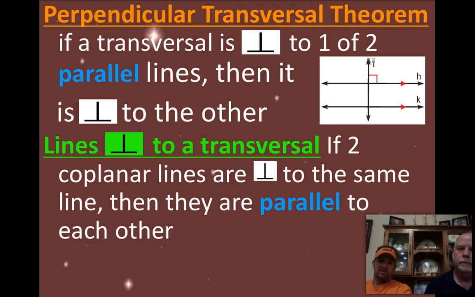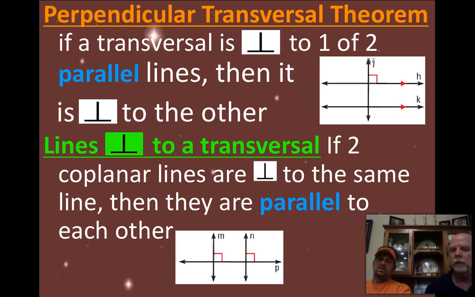It's kind of the converse, right? If 2 coplanar lines are perpendicular to the same line, then they're parallel to each other. It's a little different. This is called lines perpendicular to a transversal. So if we have 2 coplanar lines that are perpendicular to the same line, it's kind of the converse way. Instead of being given 2 parallel lines, we're given 2 lines that are perpendicular to the same line. Then those 2 lines that we were given originally must be parallel to each other.